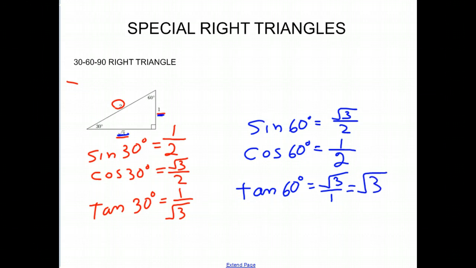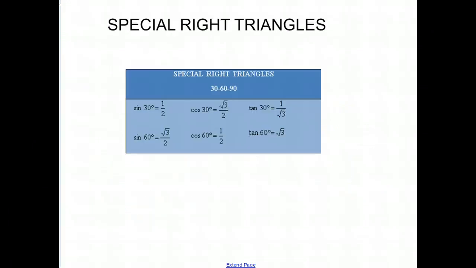So these special ratios you do need to know. Let's summarize them. You should know that the sine of 30 degrees is always 1/2. The cosine of 30 degrees is always the square root of 3 over 2, and the tan of 30 is 1 over the square root of 3. Same thing with the sine of 60: you need to know it's the square root of 3 over 2. Cosine is 1/2, and the tan of 60 is the square root of 3.